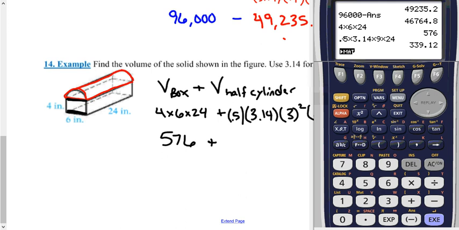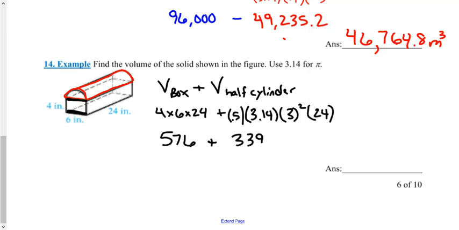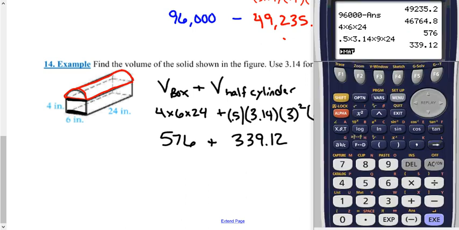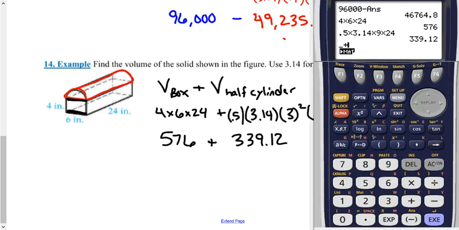Right? If we got rid of this 0.5, that would be the volume of the whole cylinder. But because it's just like chopped in half and made a lid, that's why it's half. Okay. So all we got to do is add those two up. So I'm just going to do plus.